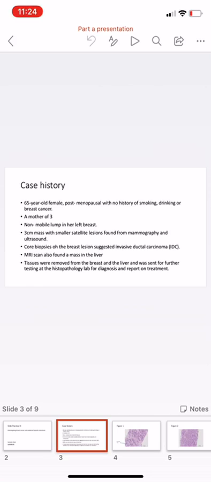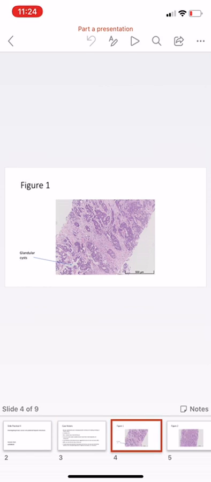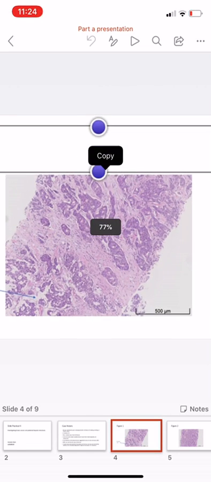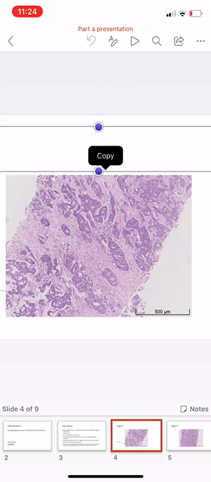But from the MRI scan, we also found a mass in the liver. As such, tissues were removed from her breast and her liver and sent for further investigation at the histopathology lab for diagnosis and report. So here in figure one is a breast tissue biopsy with invasive ductal carcinoma stained with H&E, and it is the primary site where the tumor developed. The tumor later metastasized to the liver.